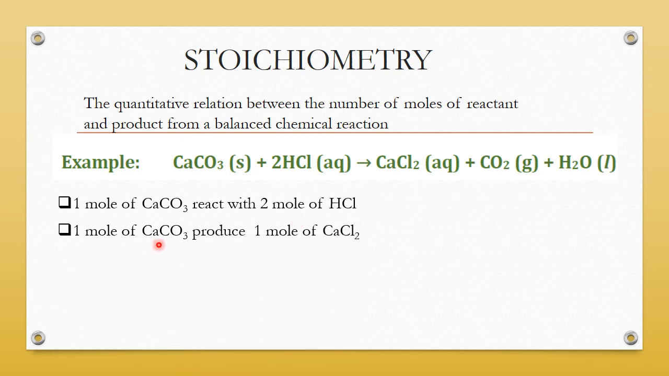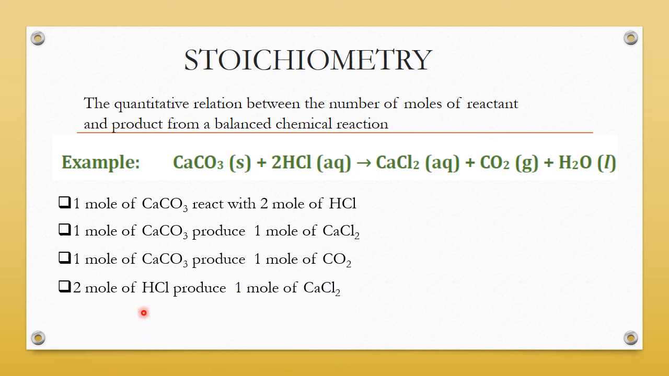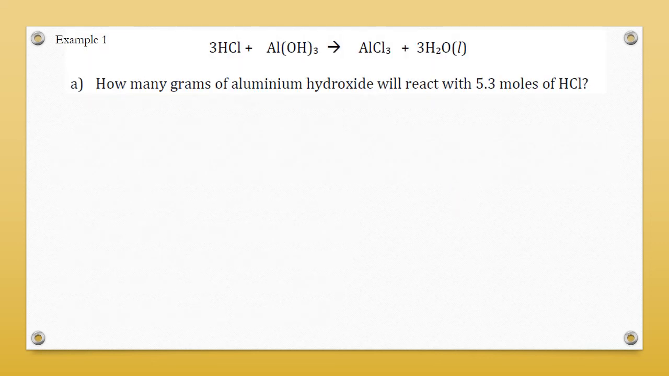Or 1 mole of calcium carbonate can produce 1 mole of calcium chloride. Or 1 mole of calcium carbonate can produce 1 mole of carbon dioxide. Or 2 mole of hydrochloric acid can produce 1 mole of calcium chloride. Or 2 mole of HCl can produce 1 mole of H2O. So these are the relationships between the reactants and the products. Now let's look at the calculation involved with stoichiometry.